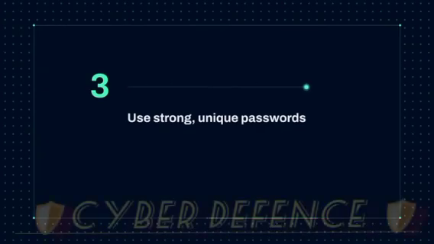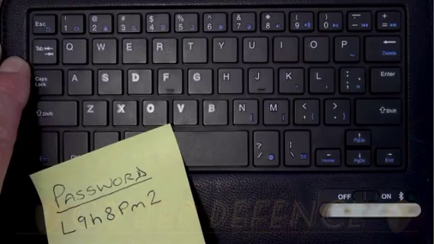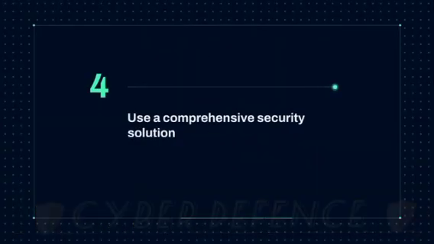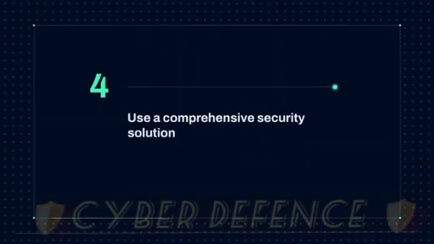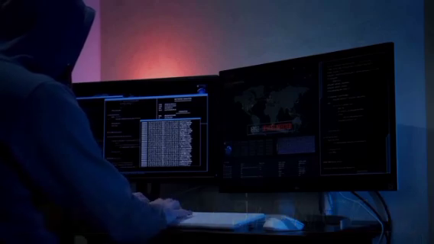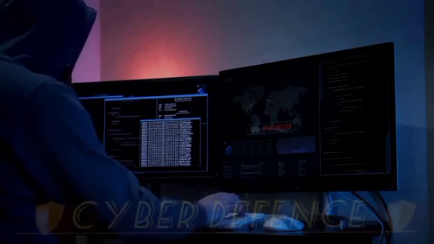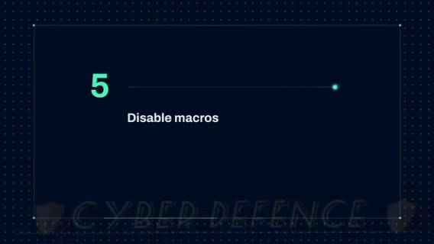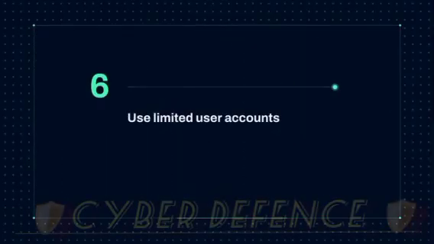Use strong, unique passwords for all accounts and enable two-factor authentication whenever possible. Consider using a comprehensive security solution that includes behavior-based detection, which can identify suspicious activities even from previously unknown threats. Disable macros in Microsoft Office documents unless absolutely necessary. Malicious macros are a common attack vector. Use limited user accounts for day-to-day activities rather than administrator accounts. This restricts what malware can do, even if it infects your system.